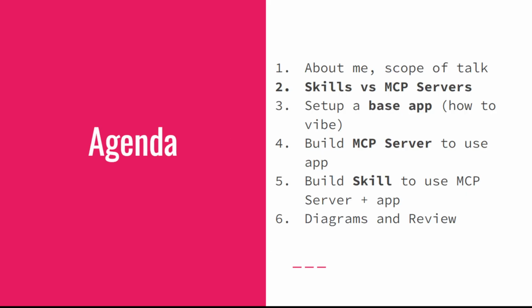So the agenda: I'll talk a little bit about me and the scope of the talk. We're going to talk about skills versus MCP servers, and when to use them and why. We're going to set up a base app, and I'm going to show you how I do my coding process. We're going to build an MCP server to use that app, and then we're going to use a skill to use the MCP server to use the app. So they'll kind of layer like a cake. Lastly, we'll do some diagrams and review.